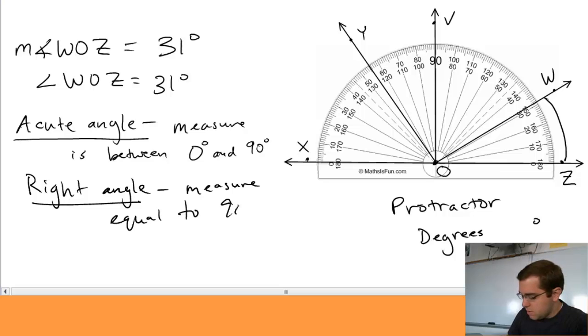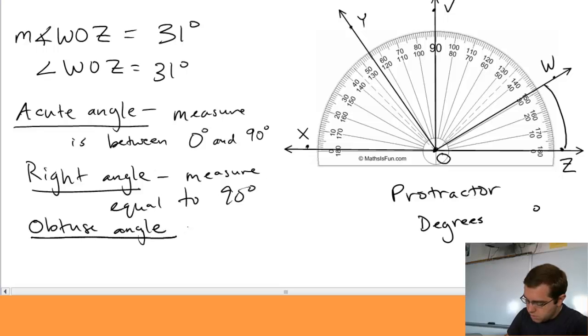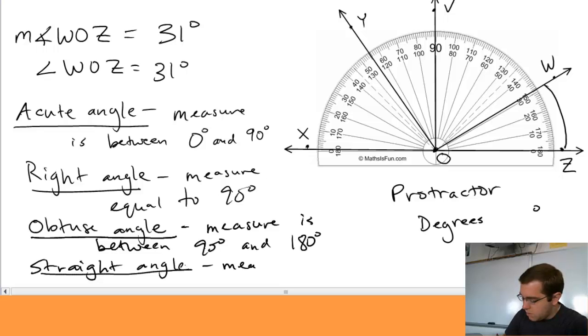Measure equal to 90 degrees. An angle whose measure is greater than 90 degrees is called an obtuse angle. An obtuse angle is an angle whose measure is between 90 degrees and 180 degrees. And then an angle whose measure is exactly 180 degrees is called a straight angle.